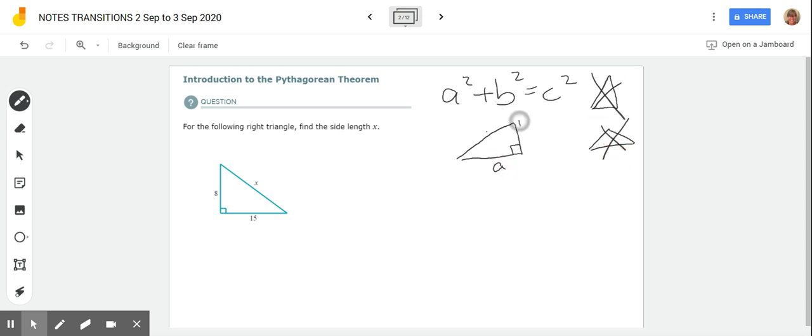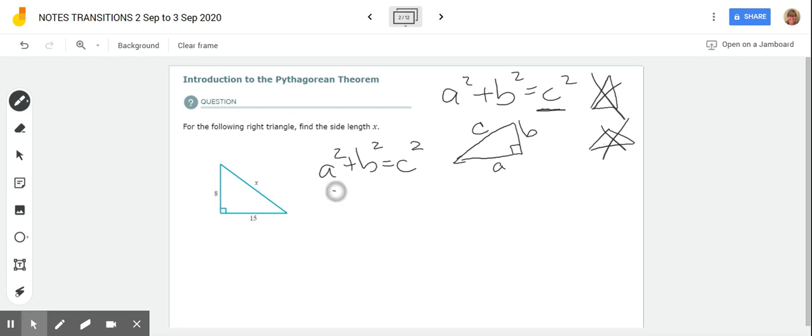All right. A and B refer to the sides. It doesn't matter which side you call A, and it doesn't matter which side you call B. They're both just legs. That does absolutely matter. C must be the hypotenuse. Okay? That is the trick. So in this case, again, formula, substitution, and resolution.